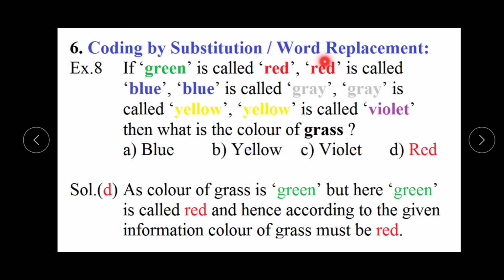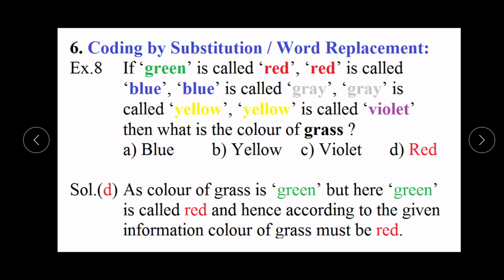Coding by substitution, word replacement. In this, two types of questions will be there. The first one is, if green is called red, red is called blue, blue is called grey, and grey is called yellow, yellow is called violet, then what is the color of grass?